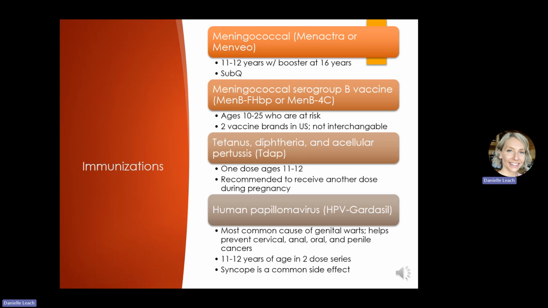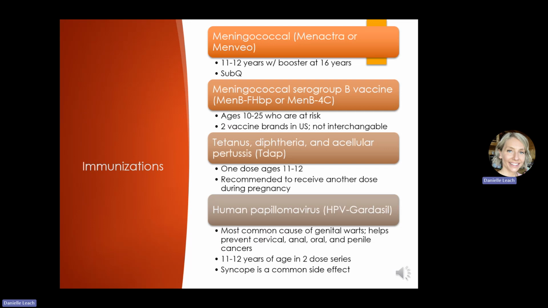The meningococcal vaccine protects against meningitis. This first one is usually given between ages 11 to 12 years, with a booster at 16 years of age. This one is also given sub-Q.